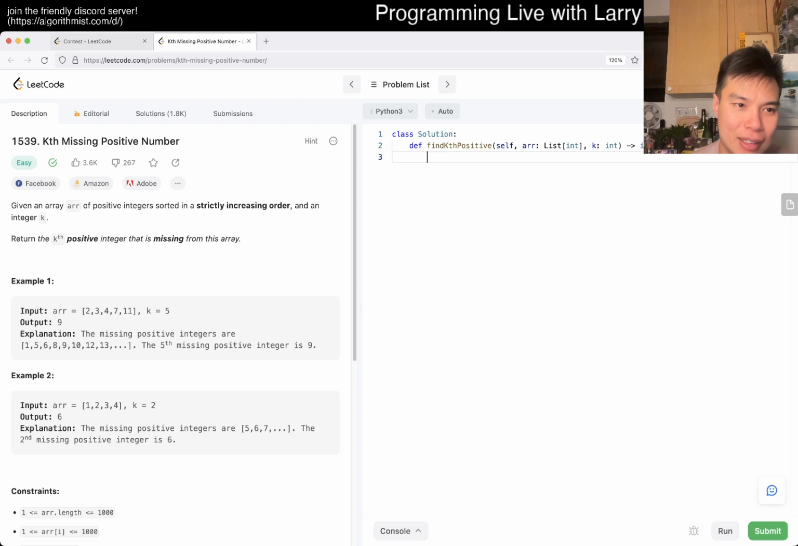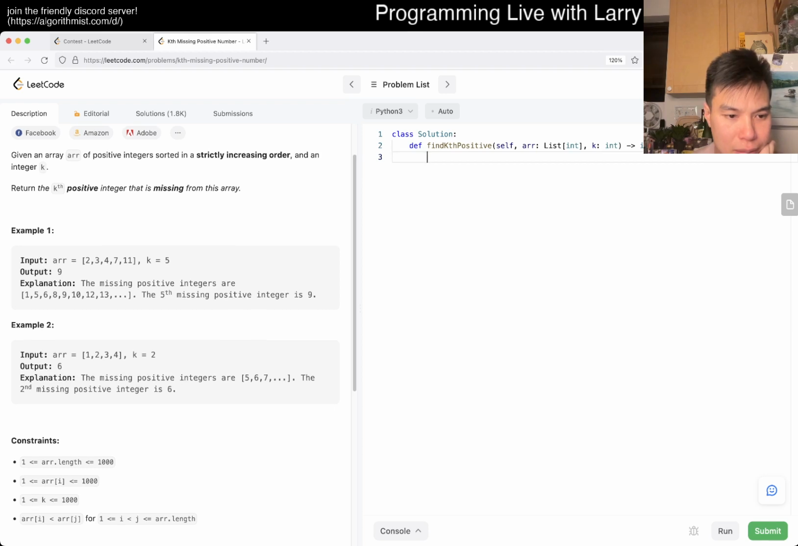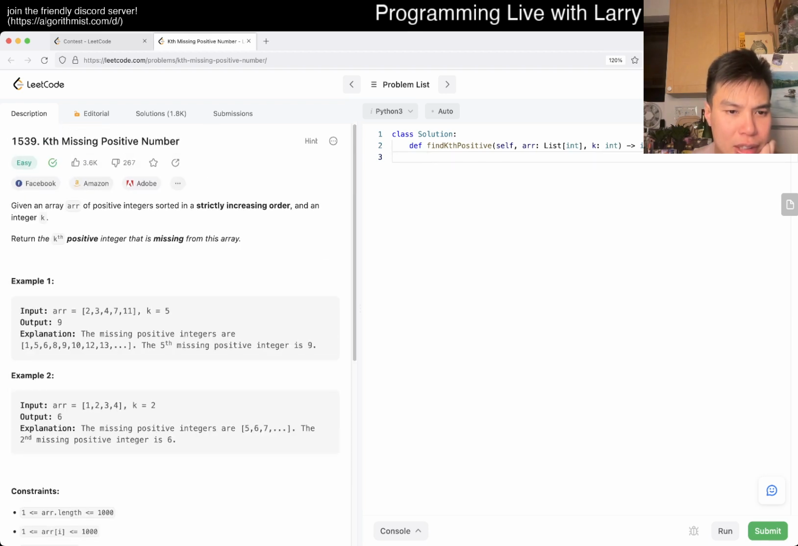Kth Missing Positive Number. Given an array of positive integers sorted in strictly increasing order and an integer k, return the kth positive integer that is missing from this array. Okay, let's take a look. I mean, it is sorted, so it's okay.